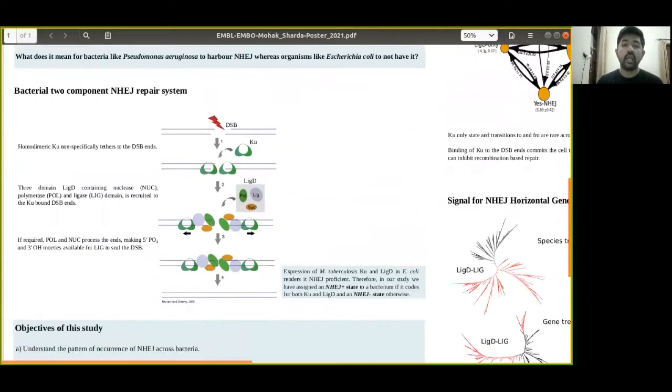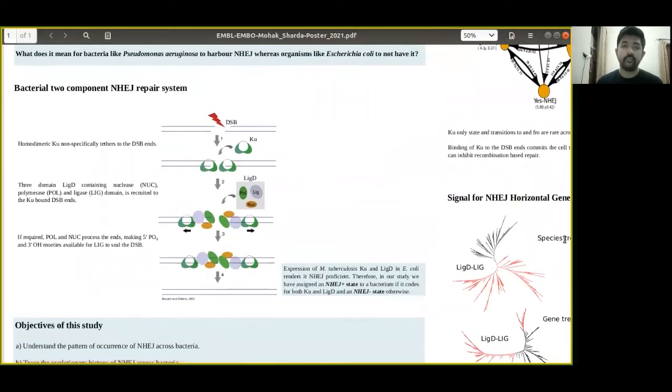Now, in bacteria, NHEJ is just a two-component machinery. So whenever there is a double-strand break, the first protein to be recruited at the site of damage is called Ku, which then recruits another protein called ligase D or LigD, which consists of 3 domains: the polymerase, the nuclease, and the ligase domain. Now, the polymerase and nuclease do the end processing of the damaged sites and make sure that the 5' phosphate and the 3' hydroxyl moieties are then available for ligase to repair the DNA.